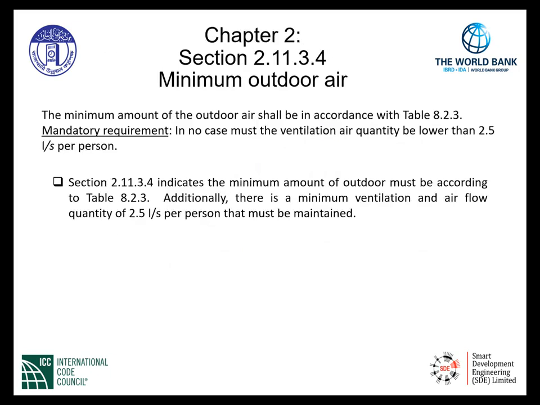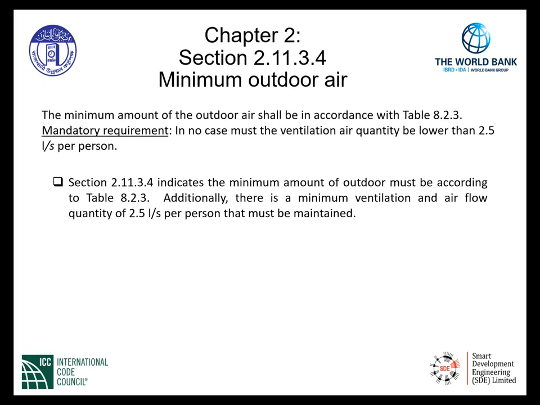Referencing mechanical ventilation, we go to section 2.11.3.4 for minimum outdoor air. The minimum outdoor air is required in accordance with table 8.2.3. That is the first part that's given to us in this section.